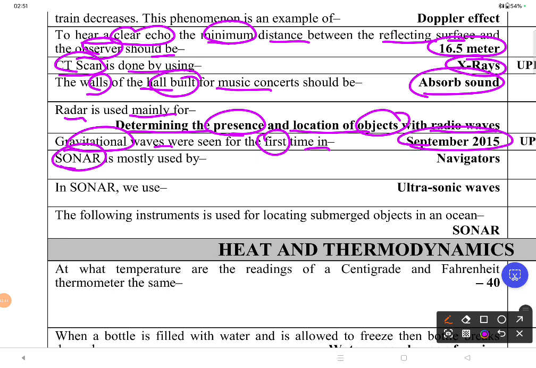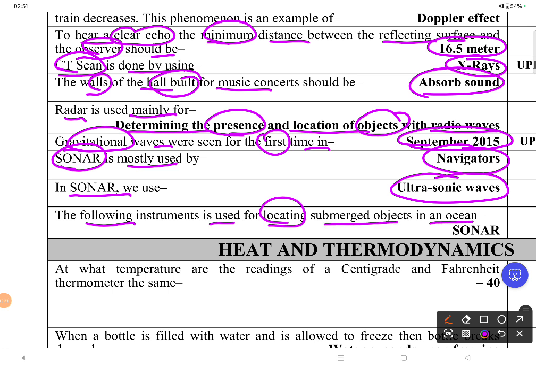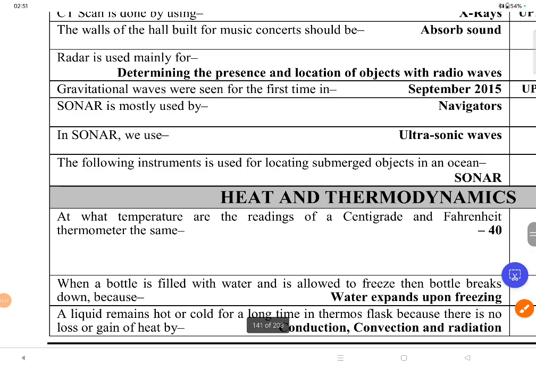Sonar is mostly used by navigators. In sonar, we use ultrasonic waves. Which of the following instruments is used for locating submerged objects in an ocean? Sonar. Move on to the next chapter, that is heat and thermodynamics.